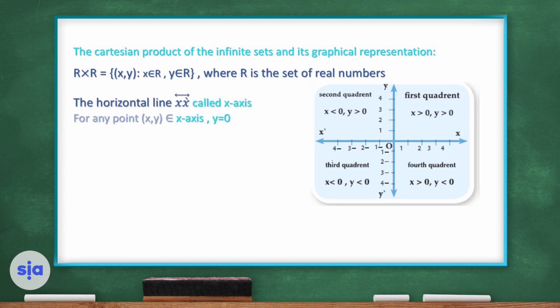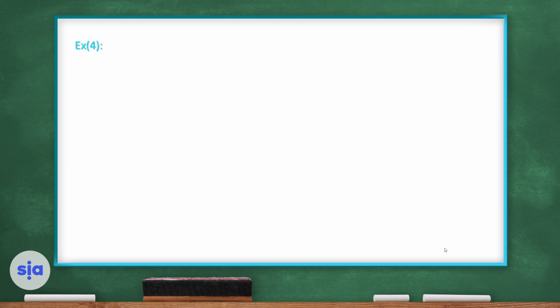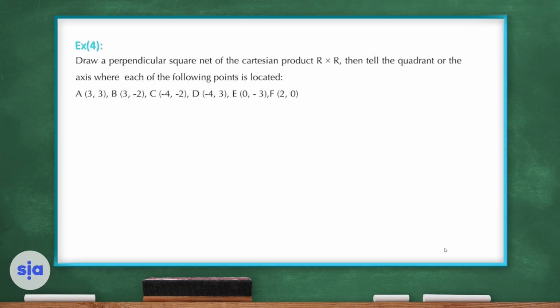And the horizontal line xx dash is called the x-axis, and it's represented by the equation y equals 0. And the vertical line yy dash is called the y-axis, and it is represented by the equation x equals 0. Let's go to example 4. Here in this example, the question is asking us to draw a perpendicular axis set of the Cartesian product R times R. Then tell the quadrant or the axis where each of the following points is located.